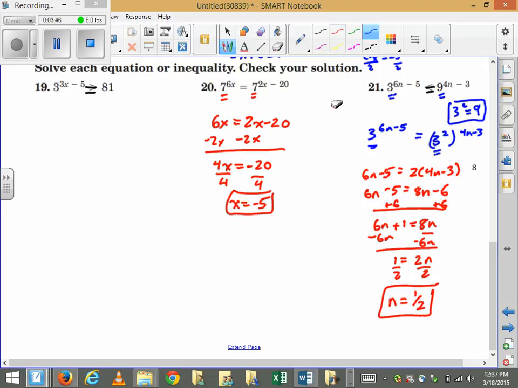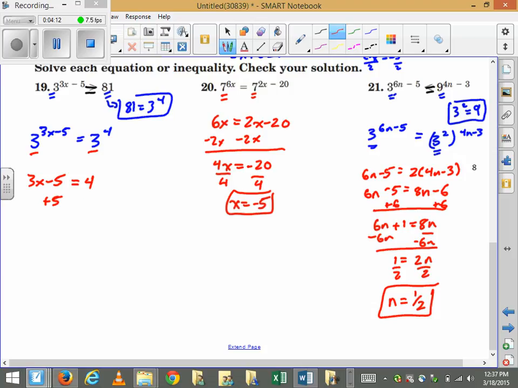19 is going to be kind of the trickiest one because you have 3 and 81. 81 is actually a power of 3. And 81 actually equals 3 to the 4th power. So that's the trick I'm going to use. So I'm going to leave the 3 to the x minus 5 alone. And I'm going to turn 81 into 3 to the 4th. And now I've got the same base, which means really the hard part's over. Now just 3x minus 5 equals 4. And solve it like you normally would. So 3x equals 9. Divide both sides by 3. X equals 3.